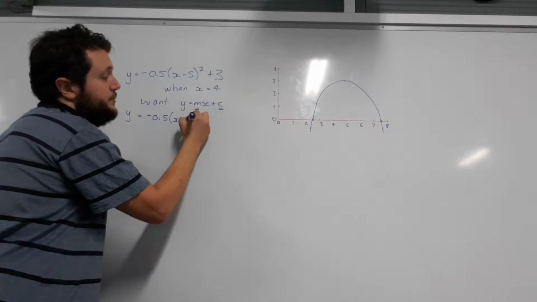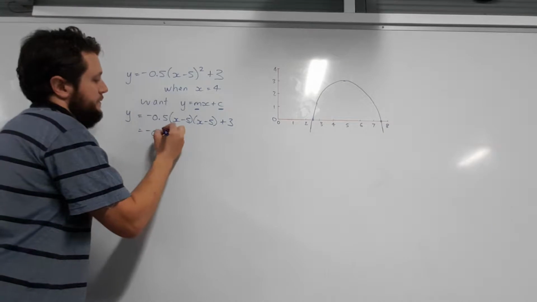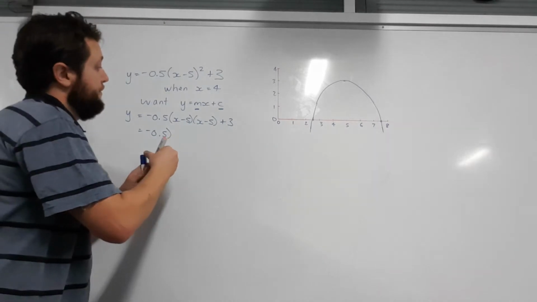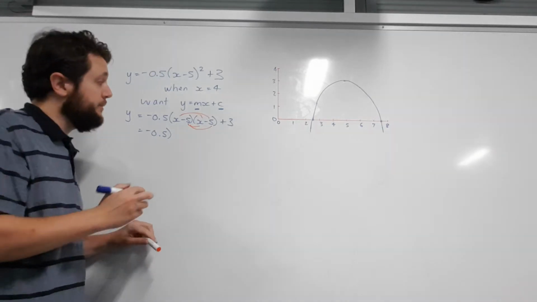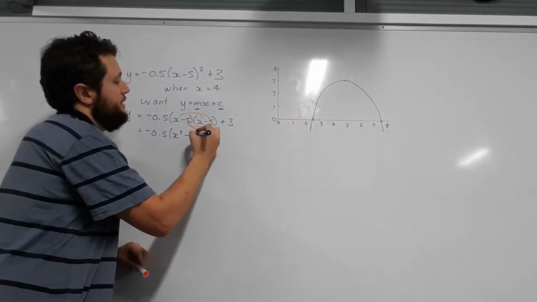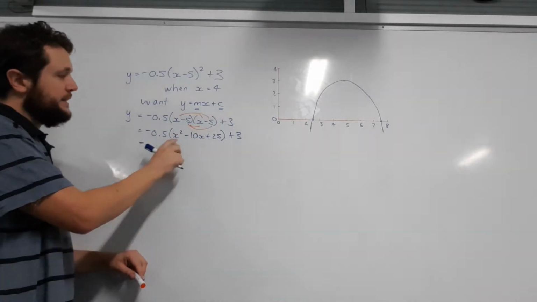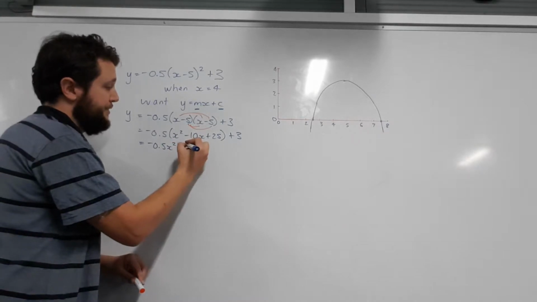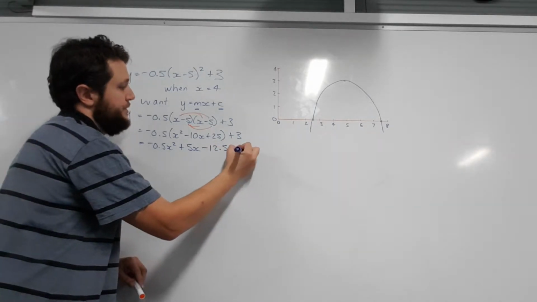So (x - 5) squared means (x - 5)(x - 5). When you expand all that out, use the claw. You can also use the rule if you happen to remember the rule. So negative 0.5, we're going to get x squared, take away 10x plus 25 when you clean all that up, plus 3. I can then expand all this out. I'll have negative 0.5x squared plus 5x take 12.5 plus 3.